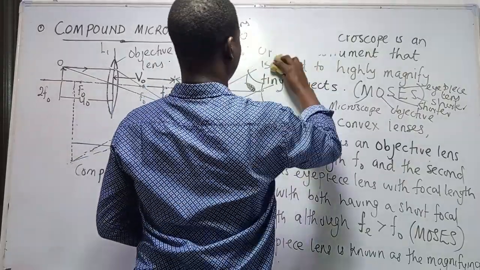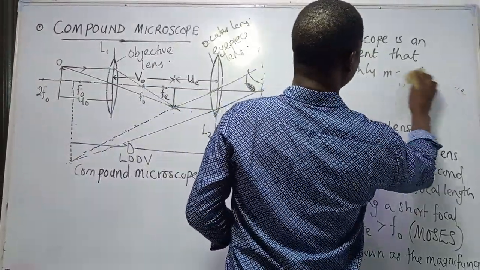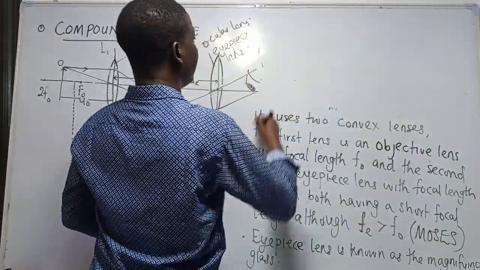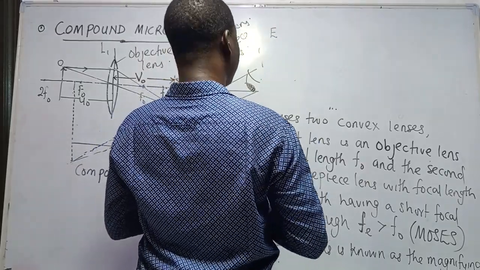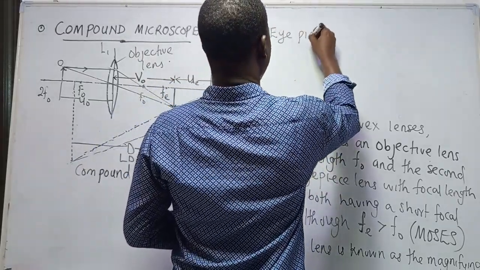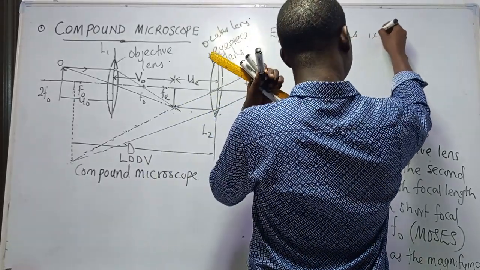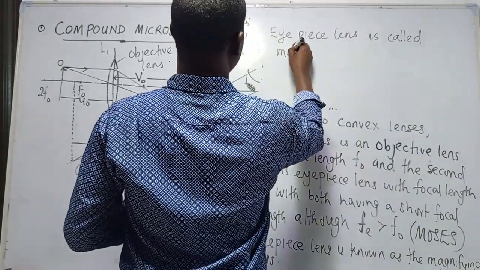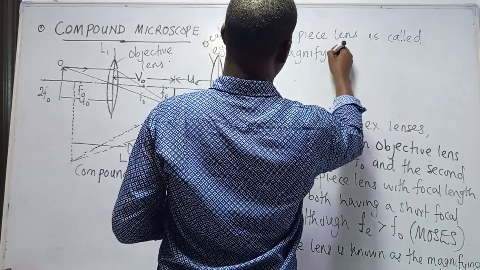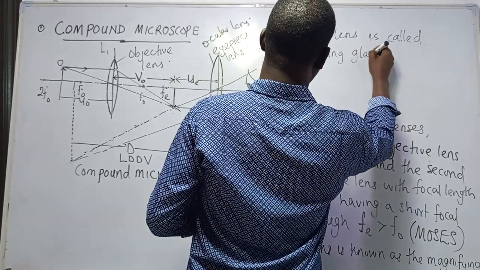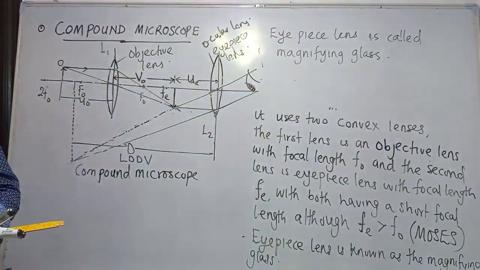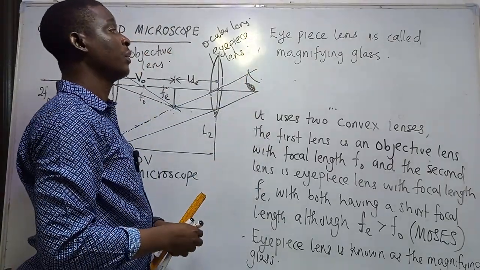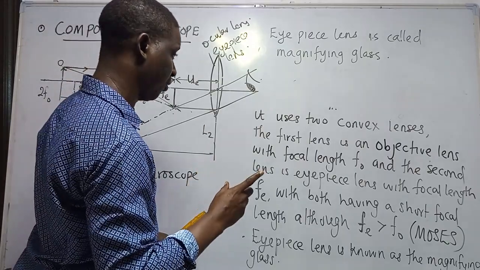So let me clear this part. We have written this part. So the eyepiece lens is called the magnifying glass. So if you now understand that the eyepiece lens is called the magnifying glass, therefore we can go ahead and talk about something else.